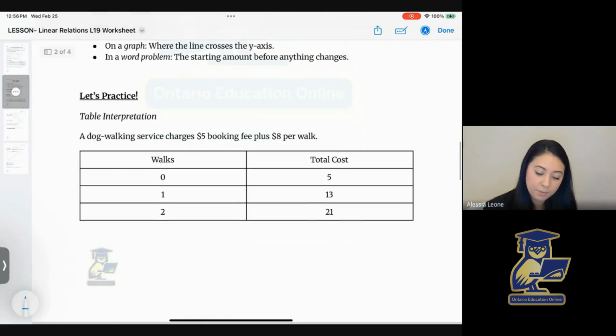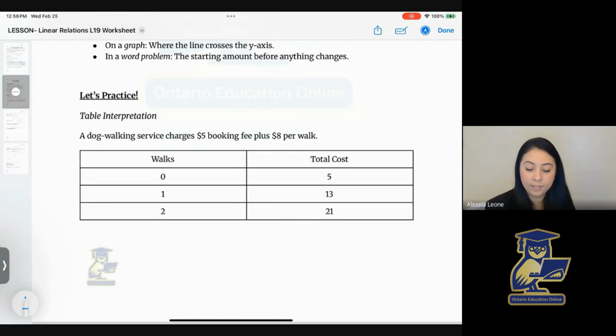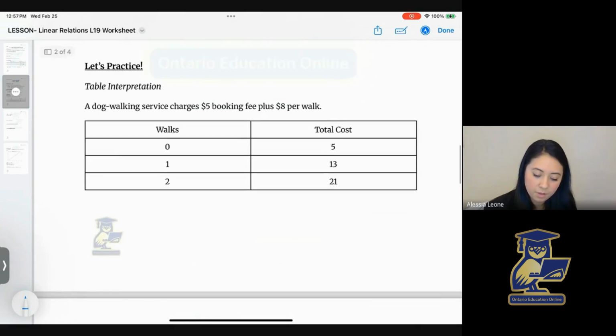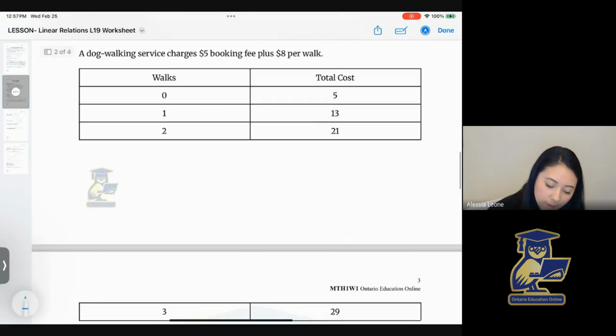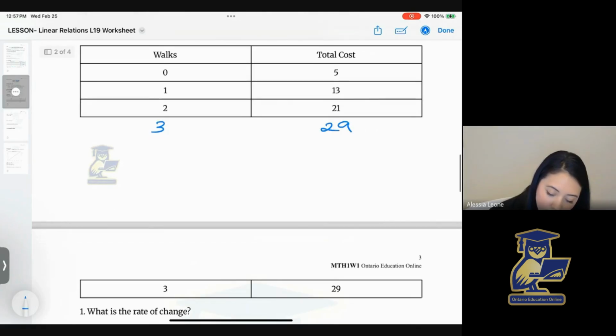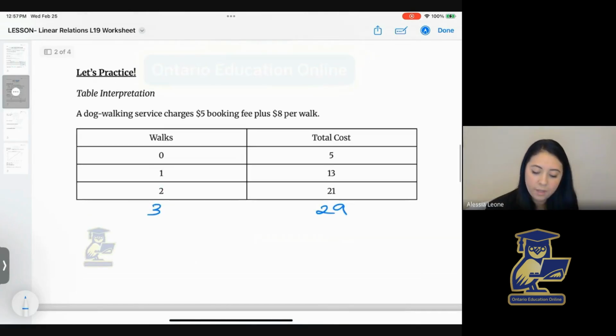Let's look at this table about a dog walking service. They charge a $5 flat booking fee, and then $8 a walk. So we're given this information. I'm going to add it just so we can see it here on one table. Okay. Let's first find our differences in y. We're going to find our rate of change.